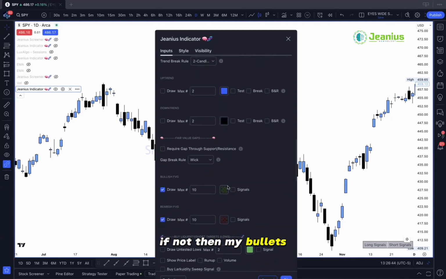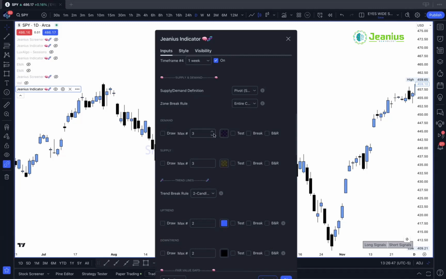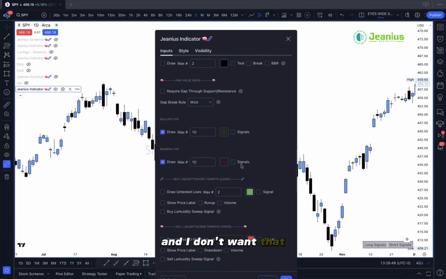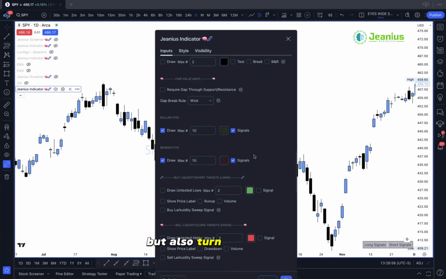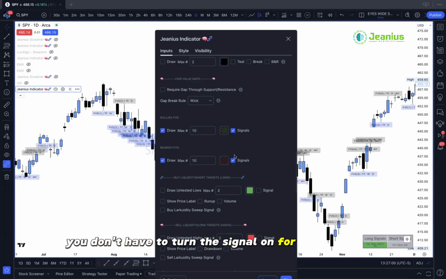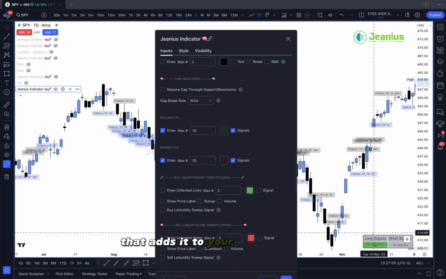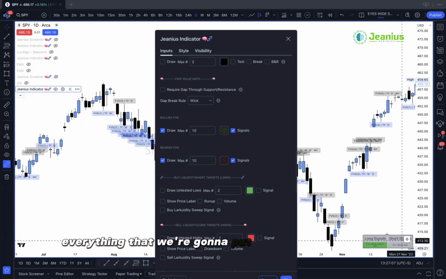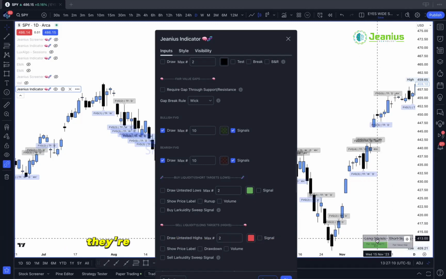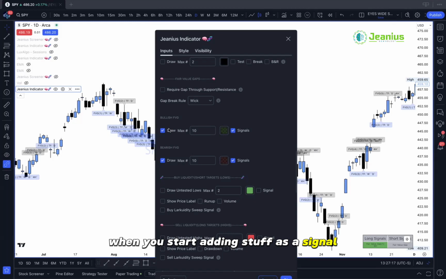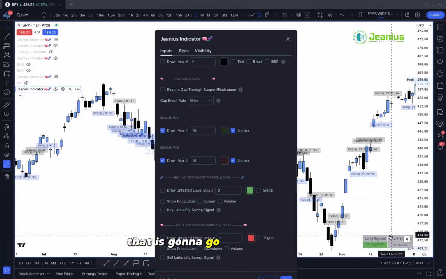If not, then my bullish fair value gap is going to look just like my demand zone, and I don't want that. I need to know the difference. But also turn the signal on. Remember, you don't have to turn a signal on for certain things. When you turn a signal on, that adds it to your confluence box. Everything that we're going to put in this box at one time are going to be confluences with one another. So it's important to understand that when you start adding stuff as a signal instead of just a drawing, it's going to go down to this box. So you don't always have to add these signals.